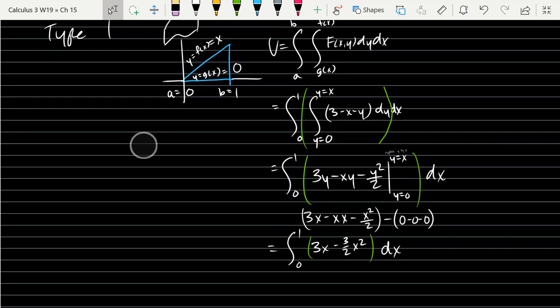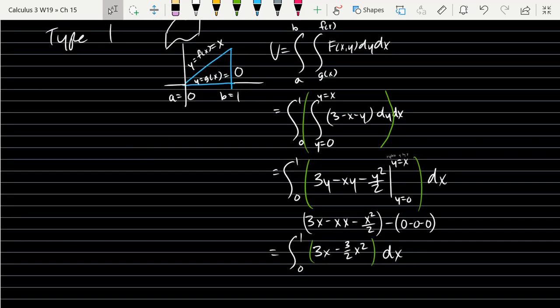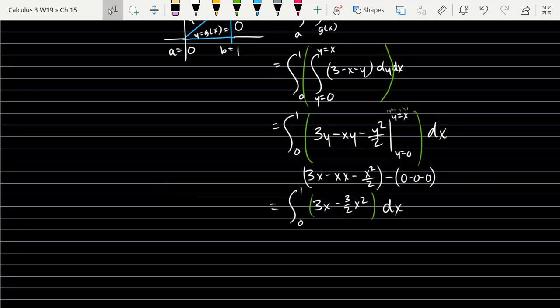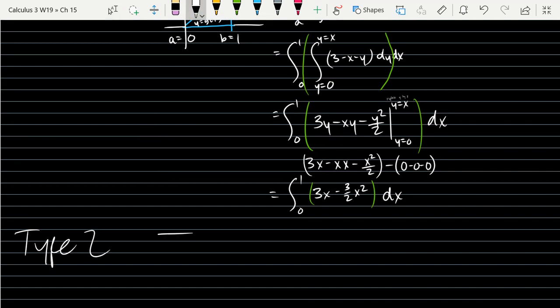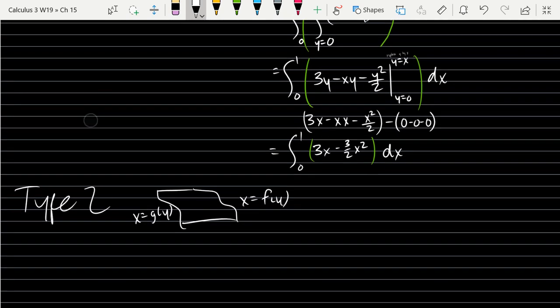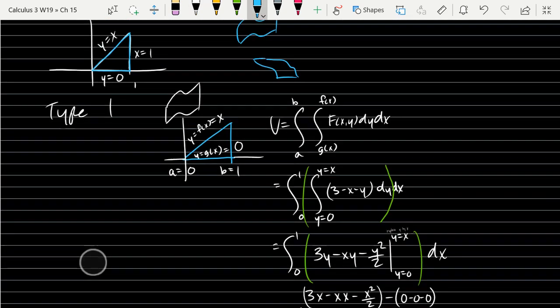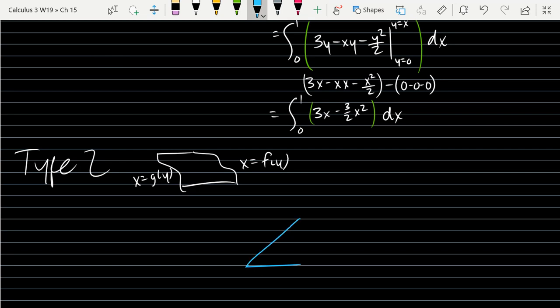Now, I want you to go back and rewrite this from the beginning as type 2. So I'll begin type 2. So type 2 has two horizontal lines and two curves. The big one is x equals f of y. The little one is x equals g of y. And I'll copy down our triangle.